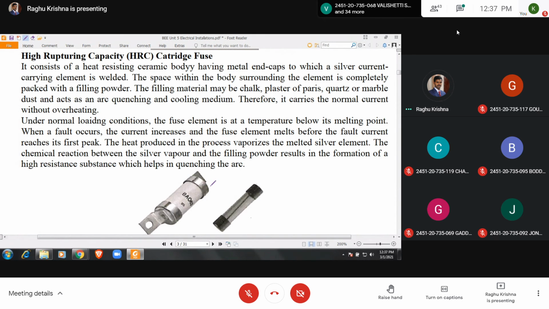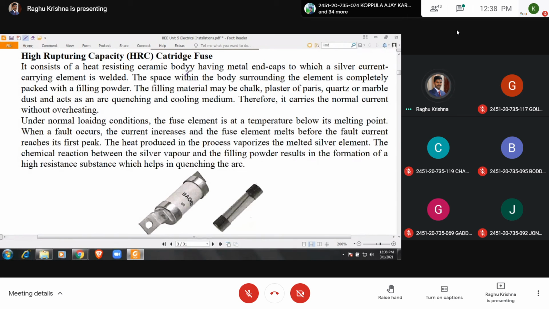To which a silver current carrying element is welded. So between these there is a silver current carrying element, and around this you have this ceramic body. So inside this ceramic body you have a silver wire that will be welded to these two caps.